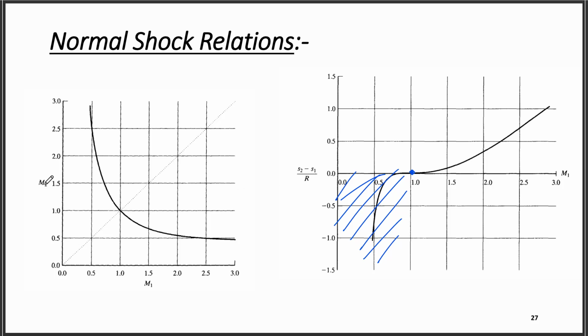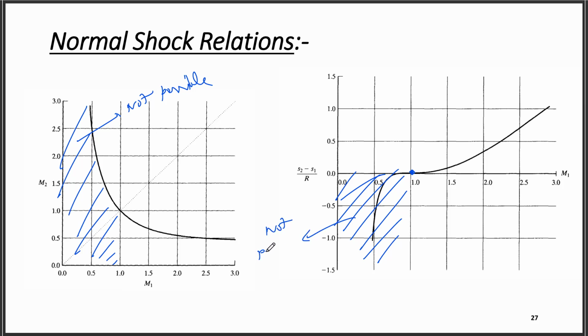Similarly, if we plot M2 and M1, we can see that for M1 greater than 1 we get subsonic flow downstream, and for M1 less than 1 supersonic flow downstream. But we already saw that M1 less than 1 is not possible, so this is not possible. This is also not possible.